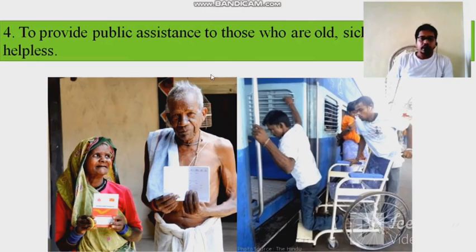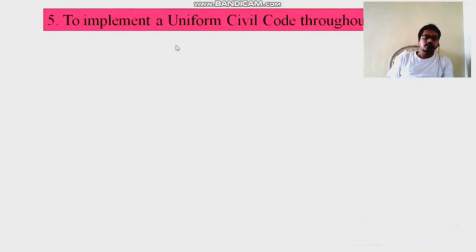You have heard about APL and BPL cards. BPL means below poverty line, where they are giving food grains and cooking oil, isn't it? It means they are helping them. So this is a principle which is included in our Constitution and which guides the state government.